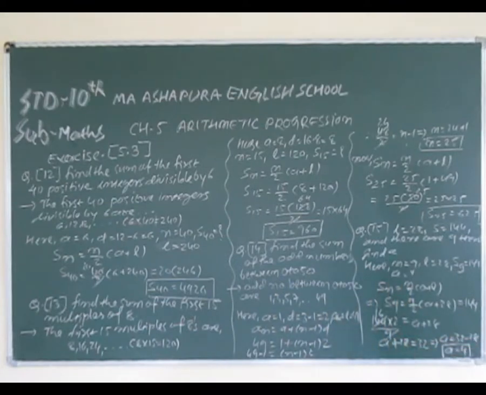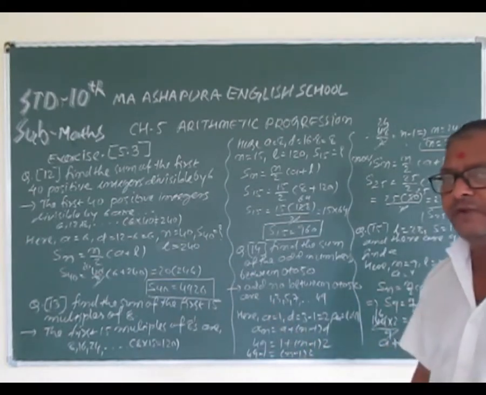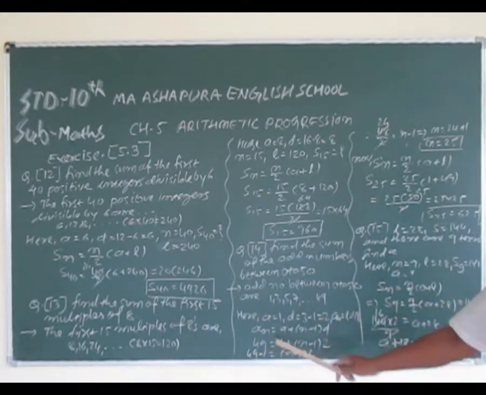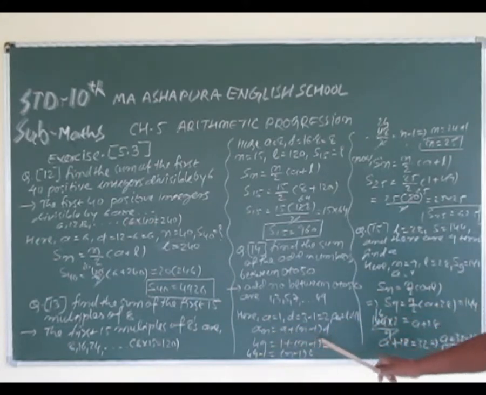The first term is 1, the common difference is 2, and the last term is 49. Now substitute the values in the formula for the nth term, and first we can find the number of terms. So an is equal to a plus n minus 1 into d. An is equal to 49, a is equal to 1, plus n minus 1 multiplied by 2.